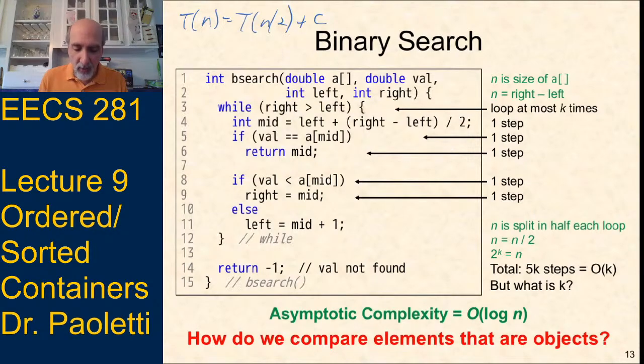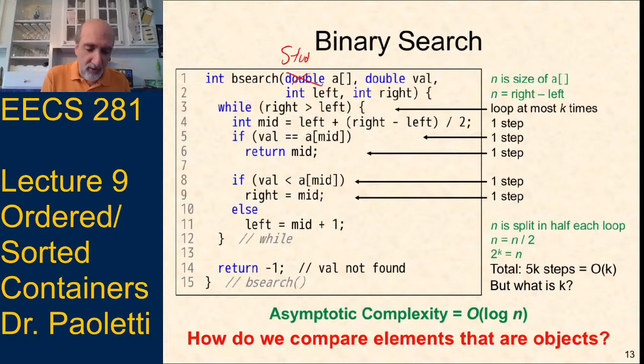Now, the real question is, we're almost there yet. First question is, how do we compare elements that are objects? Okay, so let's say we were searching for a particular student. What do we have to change? All right, well, I would have to change this to a student object. So I'd have an array of students. And then would I have value be a student?